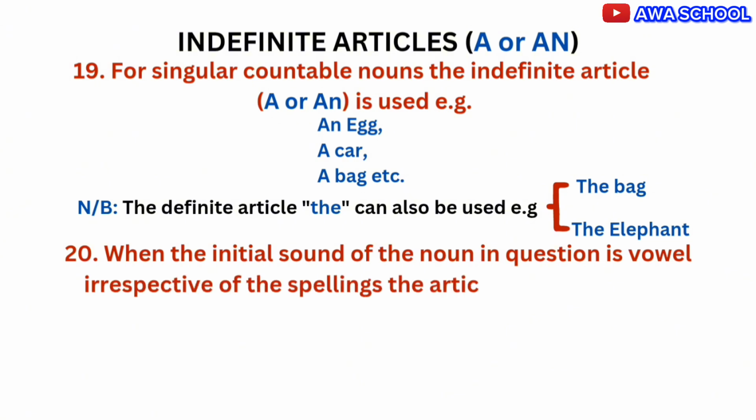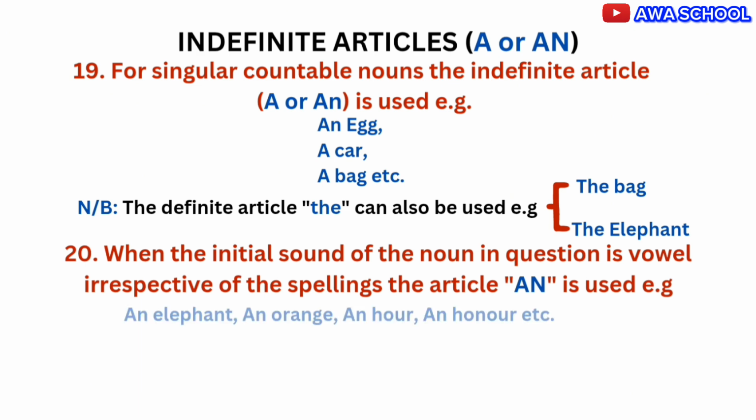Now, rule 20. This is very important as it is one of the trickiest parts of the English article. When the initial sound of a noun is a vowel, irrespective of the spelling that begins it, you make use of the article an. Example: an elephant, an orange, an hour, an honor, etc.